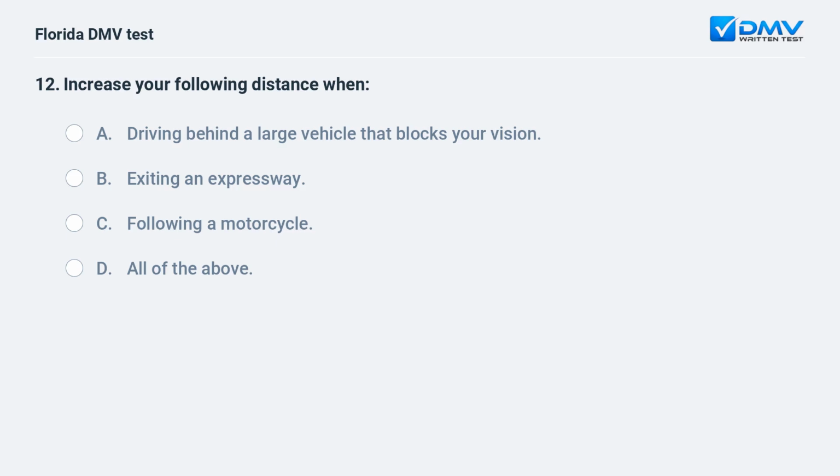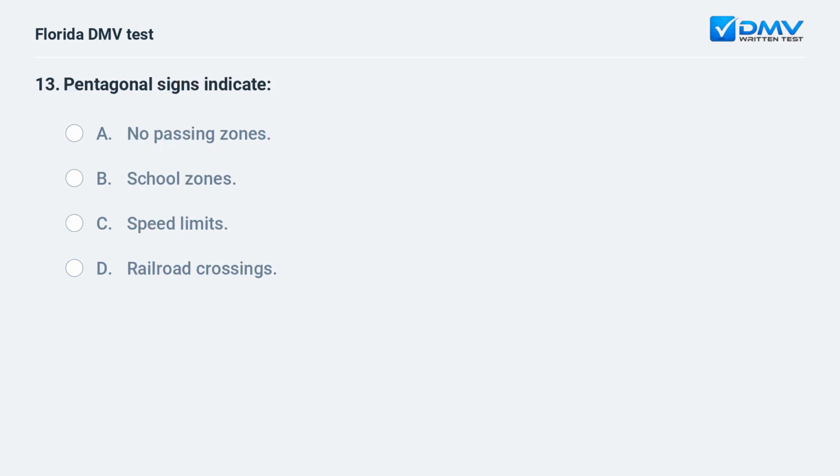Increase your following distance when A. Driving behind a large vehicle that blocks your vision. B. Exiting an expressway. C. Following a motorcycle. D. All of the above. Pentagonal signs indicate A. No passing zones. B. School zones. C. Speed limits. D. Railroad crossings.